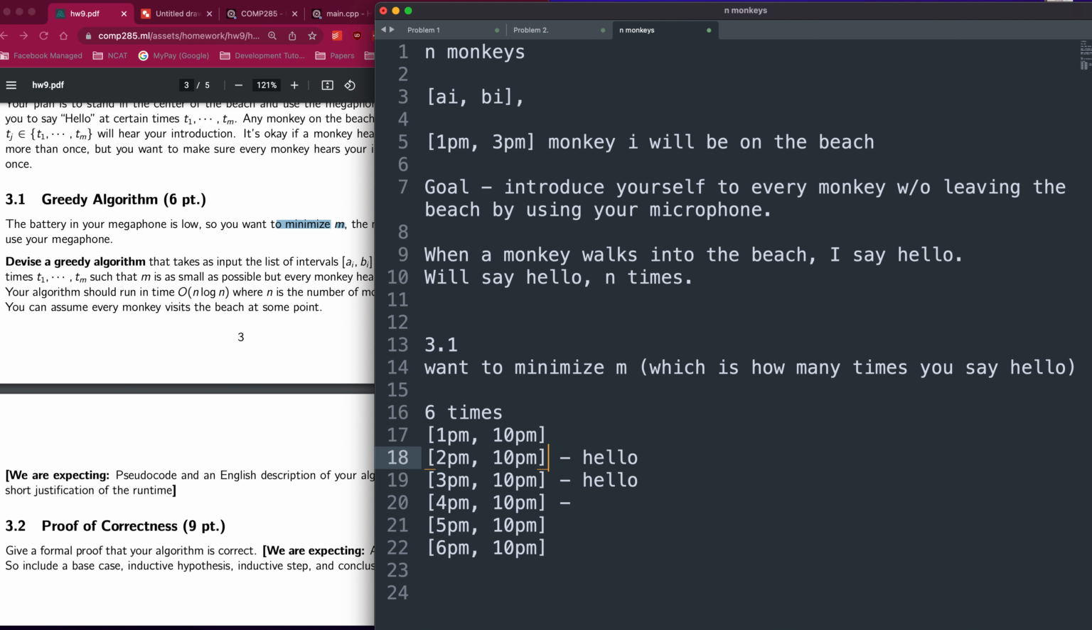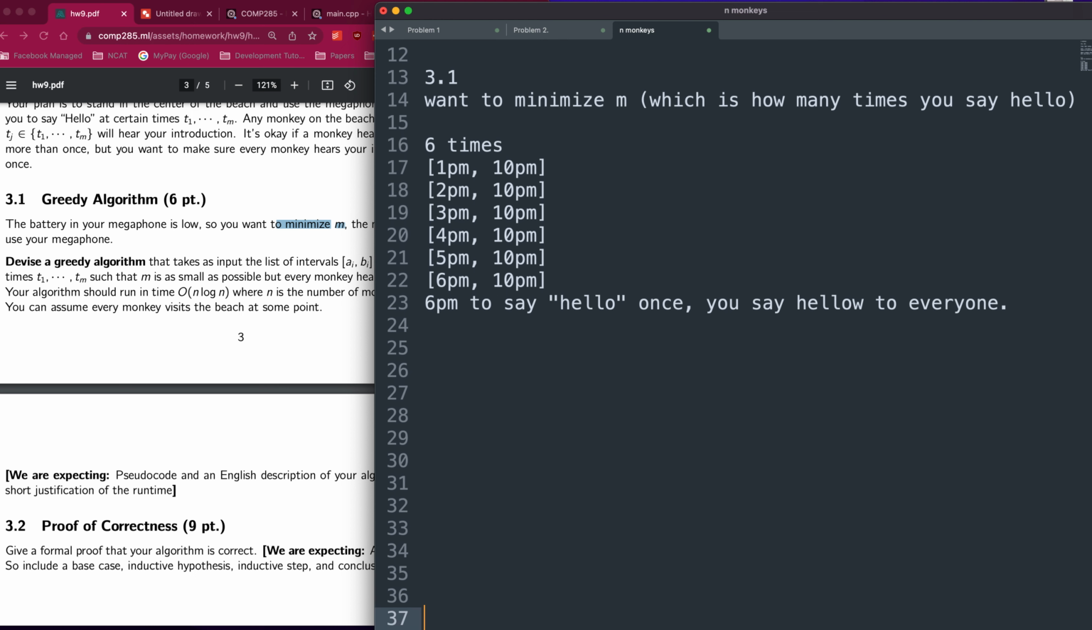However, if you wait instead, if you wait till, say, 6 p.m. to say hello once, then because all of the monkeys are still on the beach at that time, by saying hello once, you say hello to everyone. Okay? So that's what we mean by minimize. There's many different ways to say hello, right? The most obvious way is as soon as a monkey comes on the beach, you say hello, right? But obviously that does not minimize the number of times you say hello, as this example shows. It actually maximizes the number of times you say hello, right? But we want to minimize it, okay?